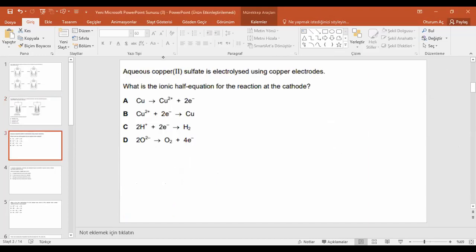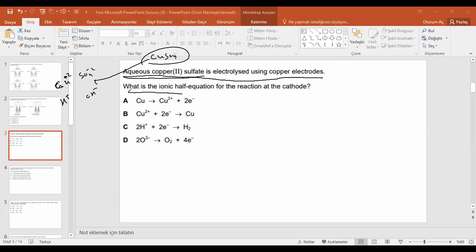Let's move to the next question. Aqueous copper sulfate is electrolyzed using copper electrodes. Aqueous copper sulfate is CuSO4, so this one is Cu2+ and SO4 2-. This is from copper sulfate, and we also have H2O, H+ and OH-, because it is aqueous. What is the ionic half equation for the reaction at the cathode?